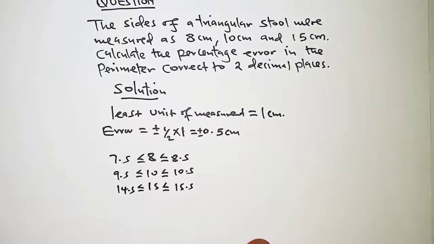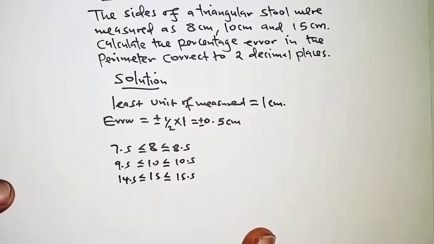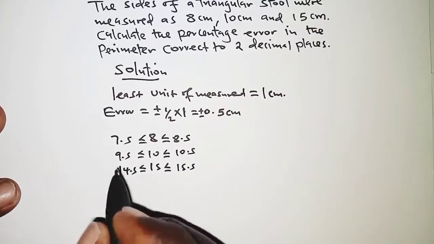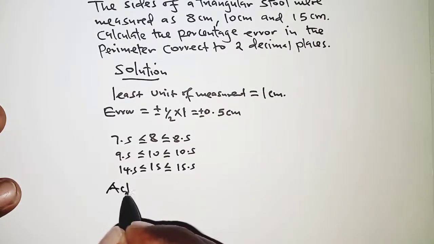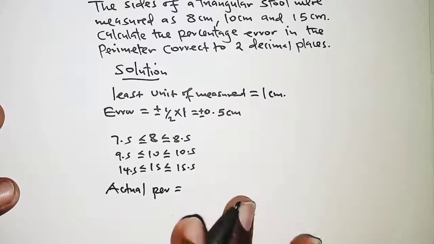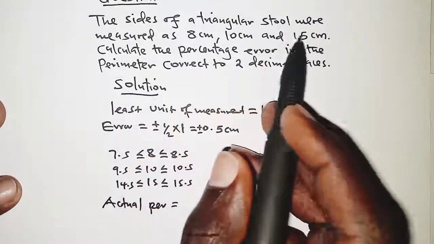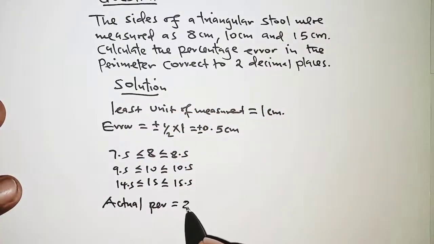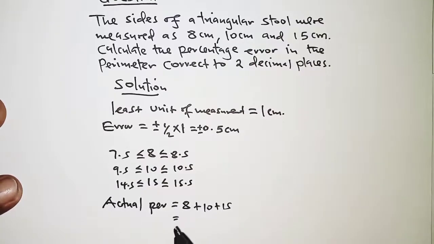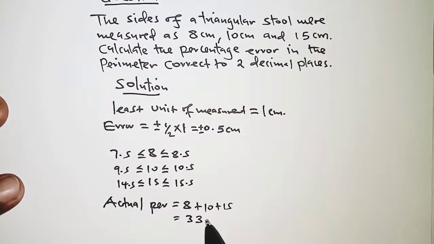So from here, we also need to remember that the actual perimeter is obtained by simply adding the dimensions. So we have 8 plus 10 plus 15, and that should give us 33, of course, centimeters.